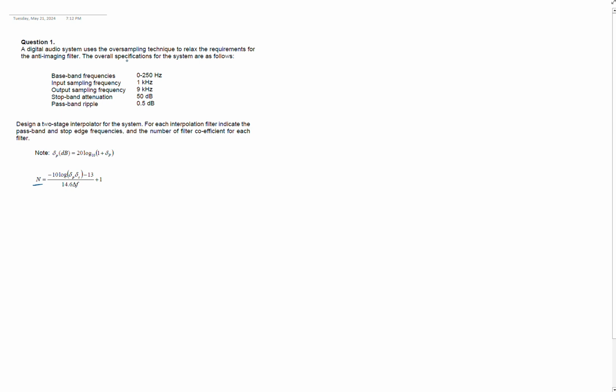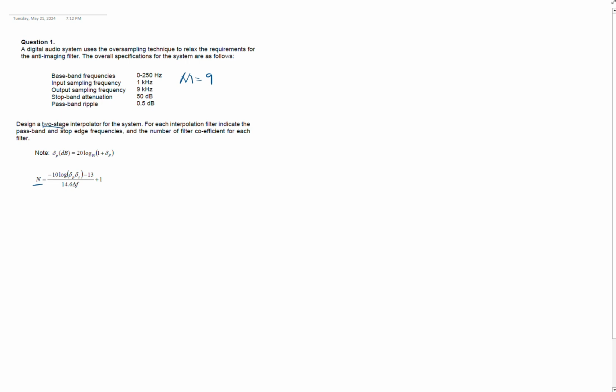The overall specifications for the system are as follows. The useful signal is 0 to 250, that's the frequency components we want to keep. The input sampling frequency is 1 kilohertz, and the output sampling frequency is 9 kilohertz, so in total M equals 9. The stop band attenuation is 50 dB, and the pass band ripple is 0.5 dB.